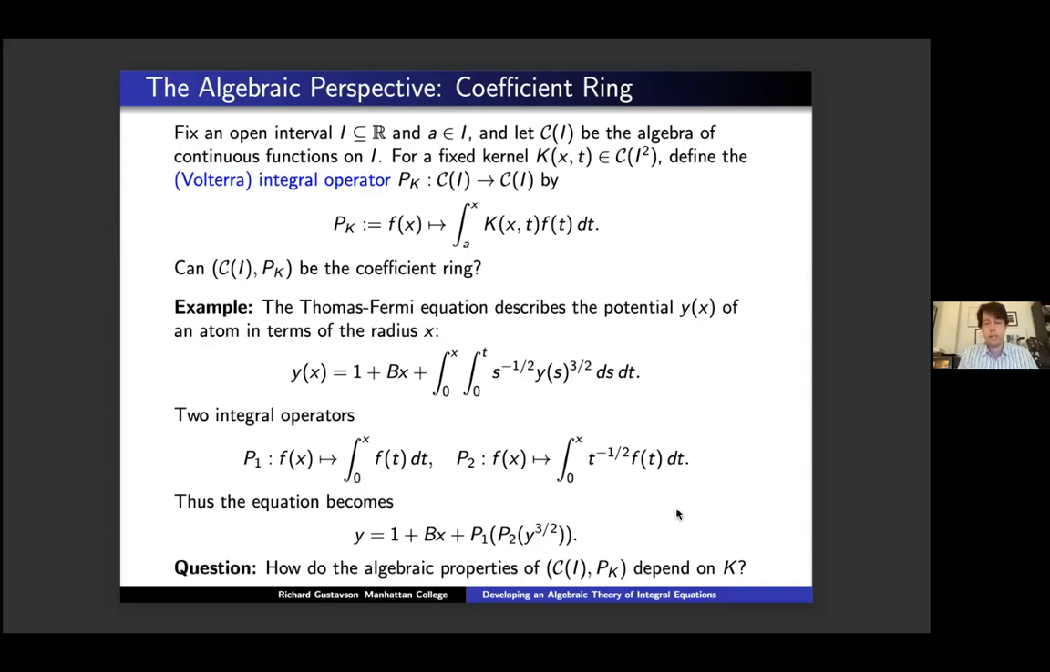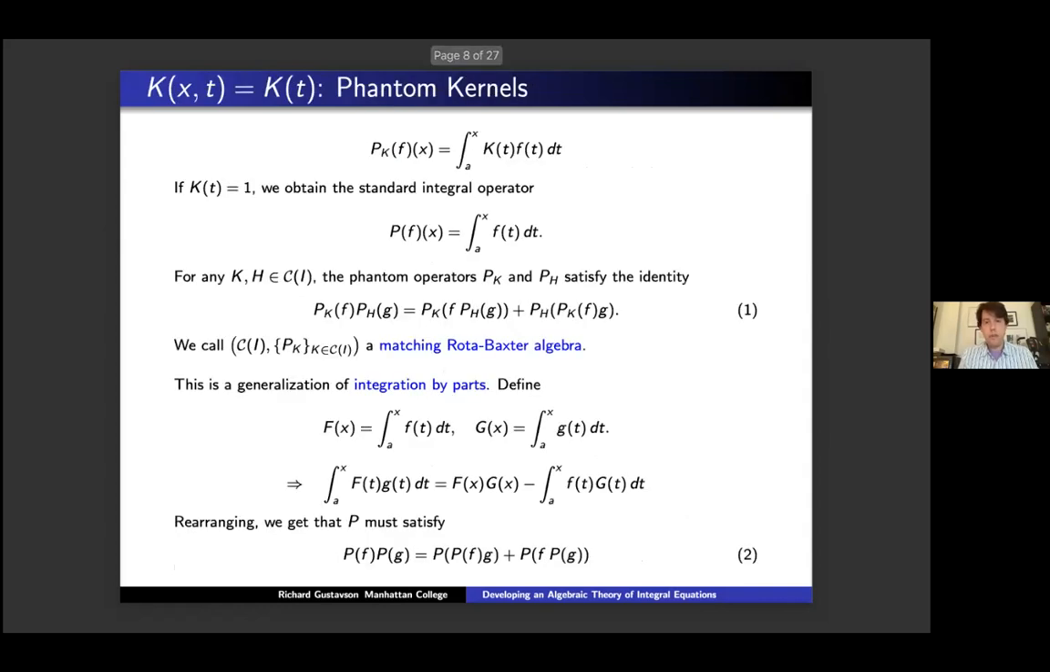So let's look at a couple of examples. The first example is what we call phantom kernels. This is when the kernel is a function just of t alone. t is the limit of the variable of integration. Okay, so in this case, we just get the following operator.